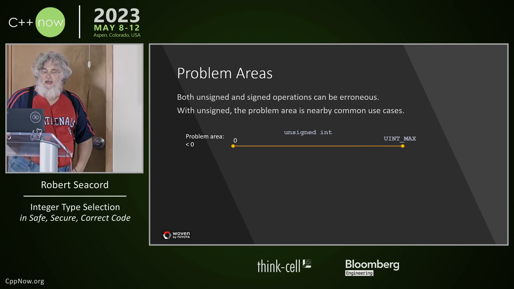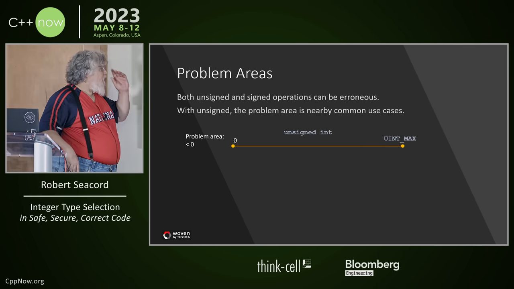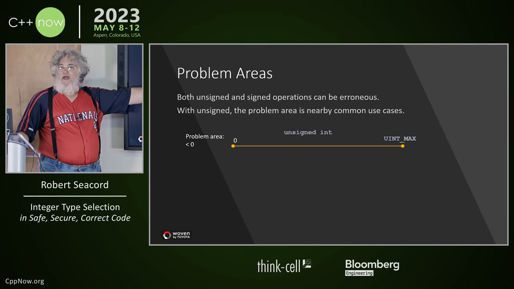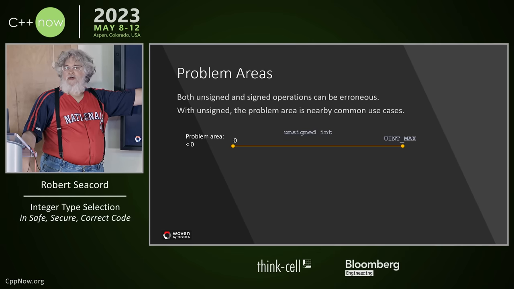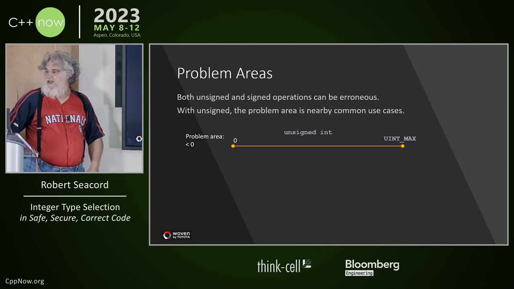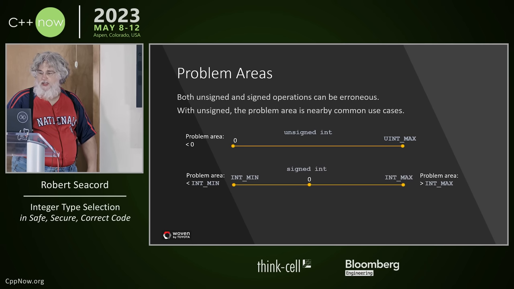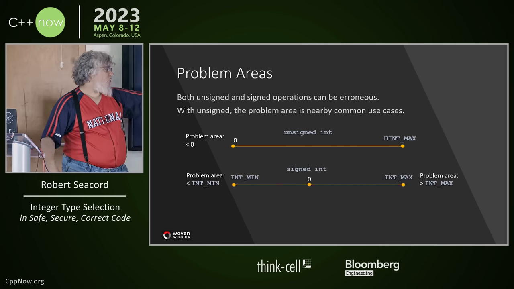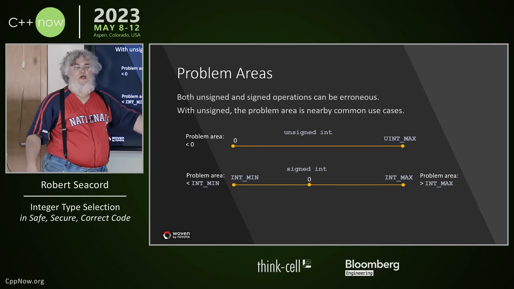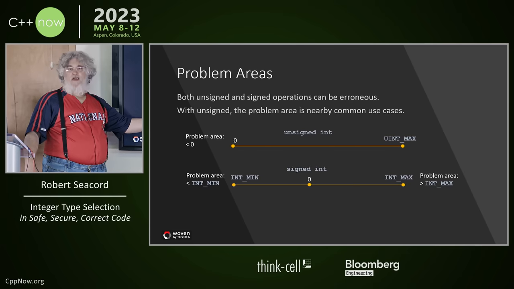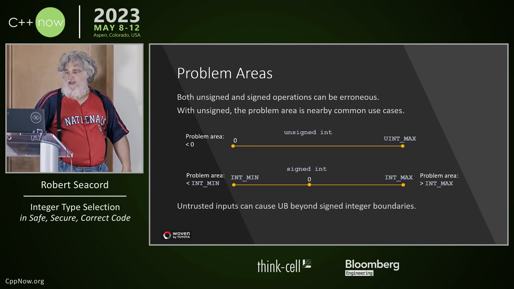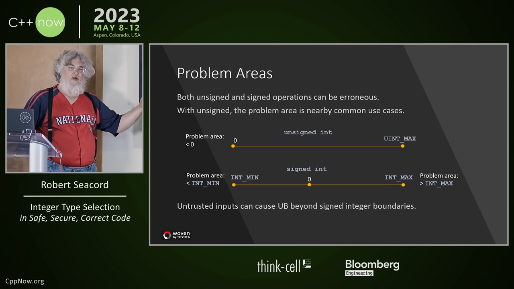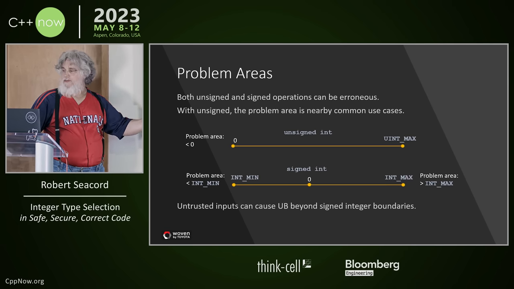So when you look at unsigned, again, the problem area here is around zero. It's also around uint max, but it's not really a problem area because we usually don't operate around there. But we do operate around zero. So zero is a problem area for unsigned numbers. With signed numbers, it's really safe to operate around zero. The problem areas are beyond int min and beyond int max. And in the signed case, those problem areas translate to undefined behavior.